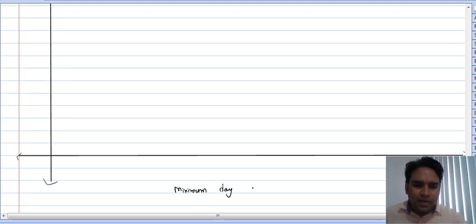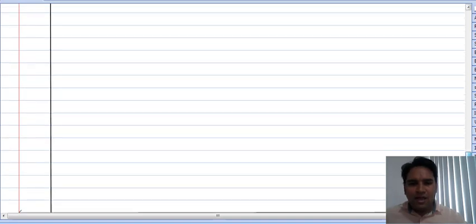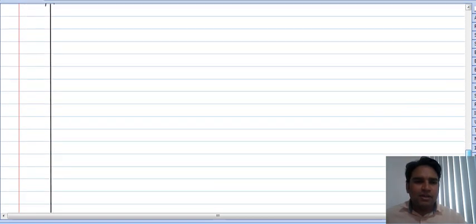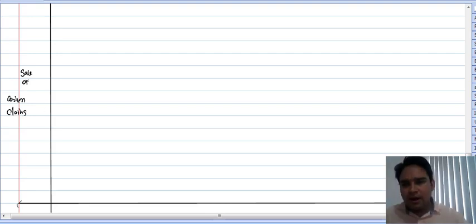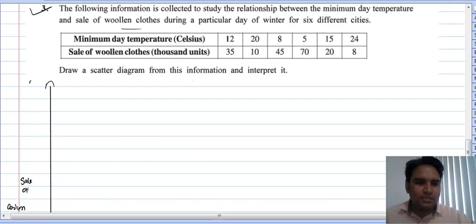On the x-axis we will put the minimum day temperature, and on the y-axis we will input the sale of woolen clothes, right? So this is my y-axis.